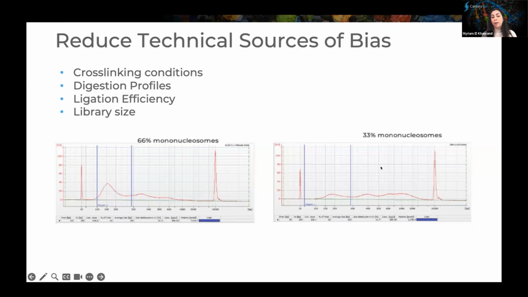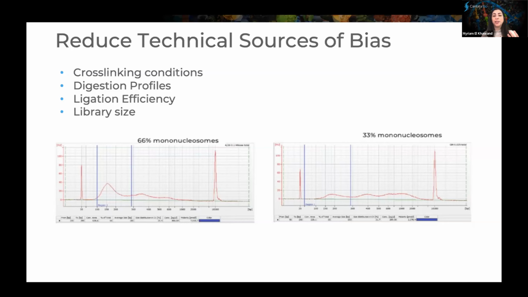So I'm showing 2 examples of digestion profiles analyzed on a bioanalyzer. Here we're showing a profile that has 66% mononucleosomes, which are usually represented by that first peak around 150 base pair, which is the size that you would expect your mononucleosomes at. And this is the second profile that shows that the mononucleosomes are around 33%. So both of these profiles would actually pass our QC that you're looking at in stage 2, and you have the opportunity to proceed with these lysates with the rest of the protocol.